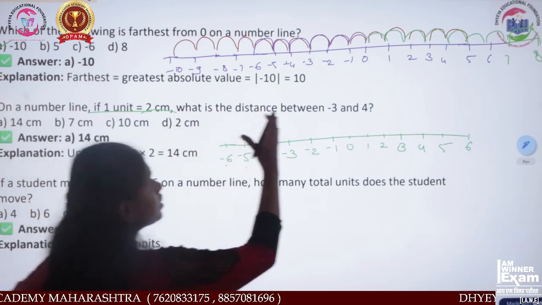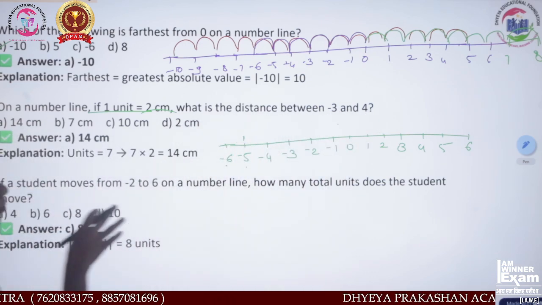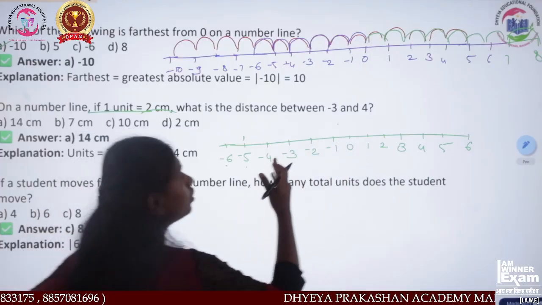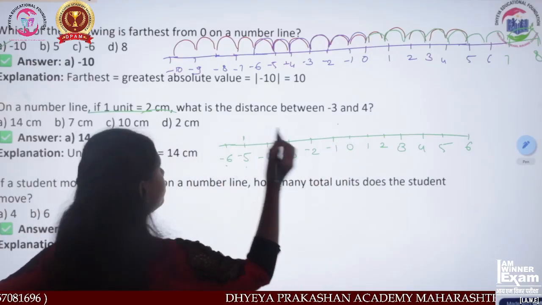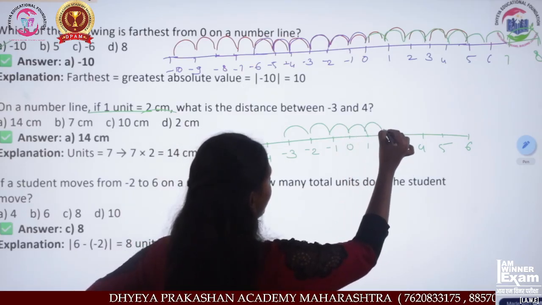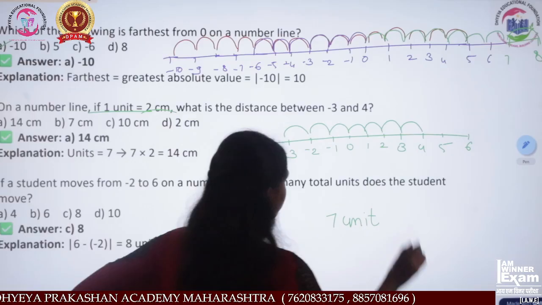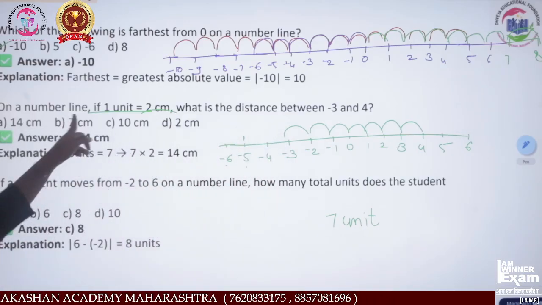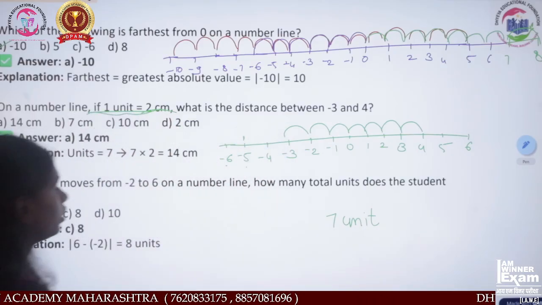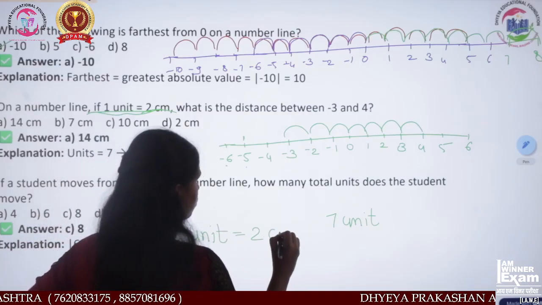Then what is the distance between 3 and 4? 3 and 4. So minus 3 and 4. So let's count the unit. That is 1, 2, 3, 4, 5, 6, 7. So it is 7 unit. Now what it says is that 1 unit is equal to 2 centimeter.